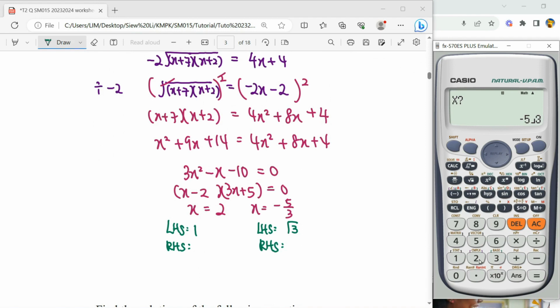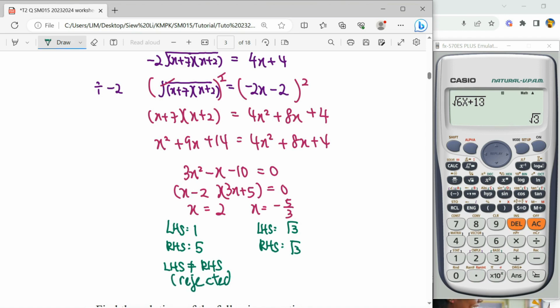For the first value, x is 2, we get 5. For the second value, we calculate for negative 5 over 3. So notice that we have surd 3. So from here, this left hand side is not equal to the right hand side. So this answer we will reject. Meanwhile, for this one, the left hand side equals the right hand side. So this surd equation holds for x equals negative 5 over 3. Therefore, we make a conclusion: negative 5 over 3 is accepted.